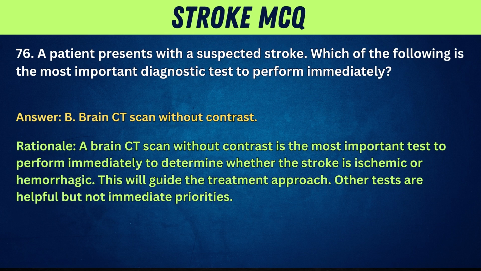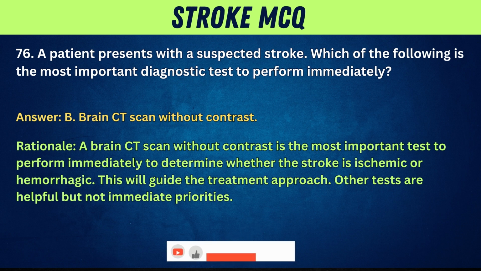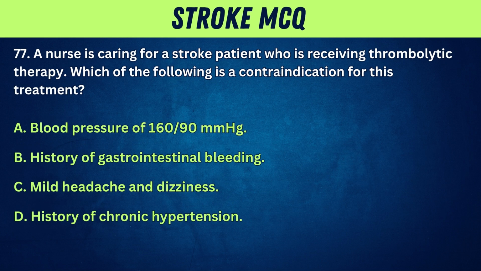Answer. B. Brain CT scan without contrast. Rationale. A brain CT scan without contrast is the most important test to perform immediately to determine whether the stroke is ischemic or hemorrhagic. This will guide the treatment approach. Other tests are helpful, but not immediate priorities.